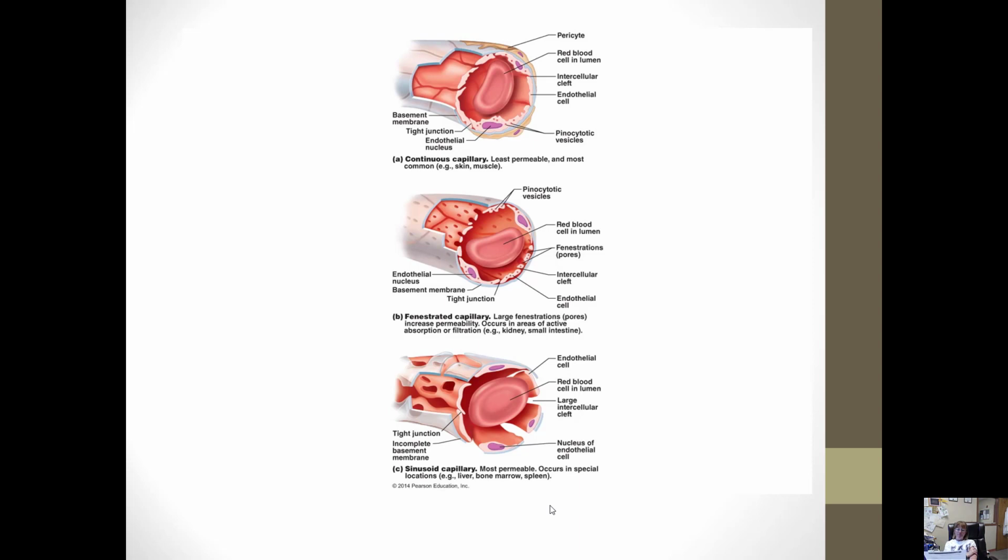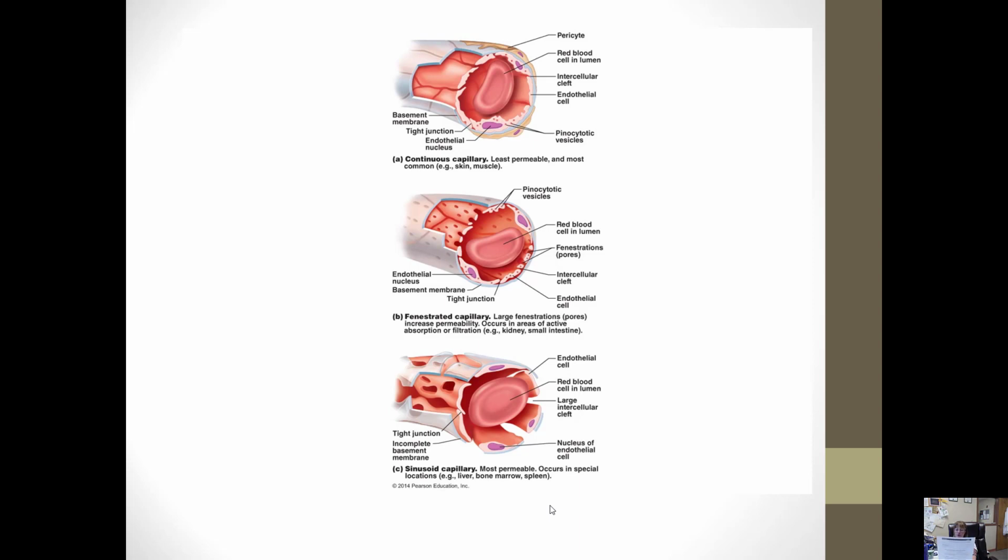I was just going to say something else about them. They're very, very narrow as well. You can see that red blood cell right there is how big it is, and the capillary just barely goes around it. So they're very, very tiny, and by being very tiny, we can have a whole lot of them, so that we can increase the surface area for exchange of gases and nutrients.